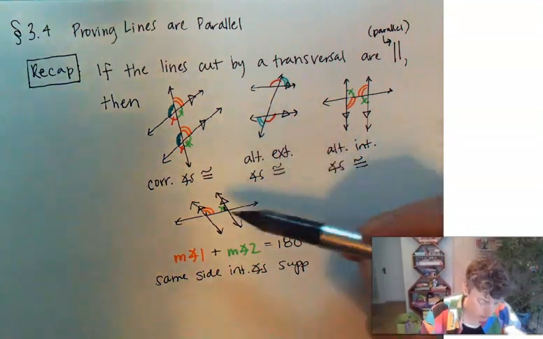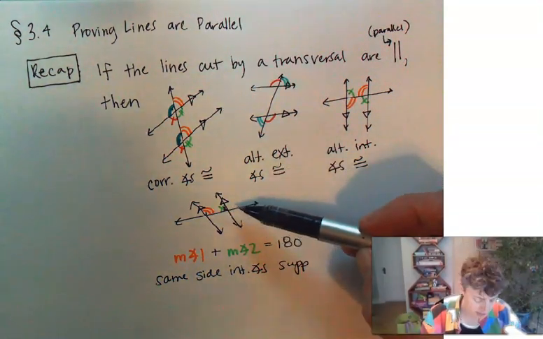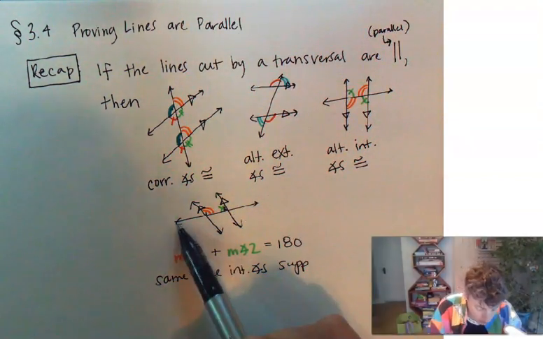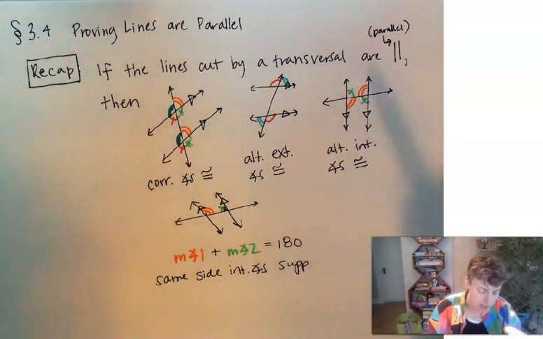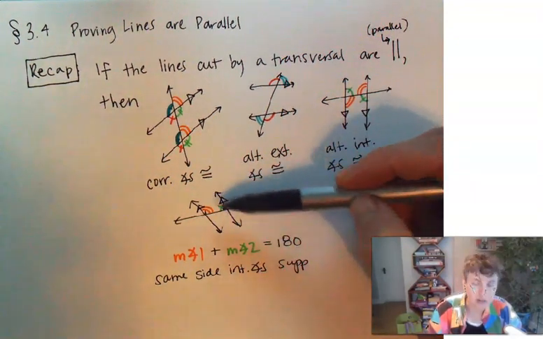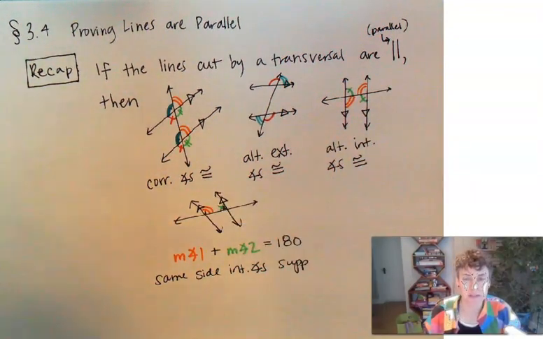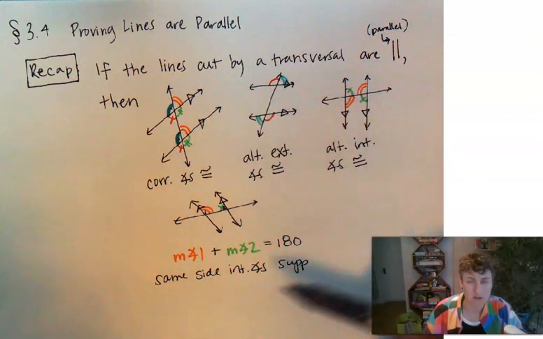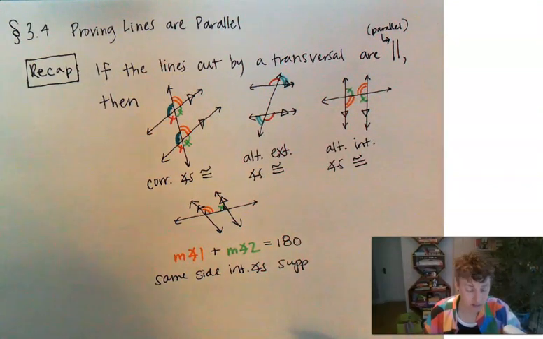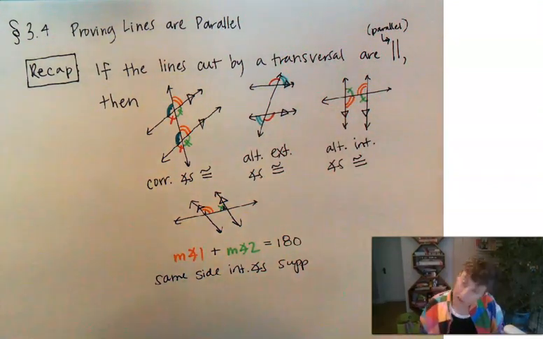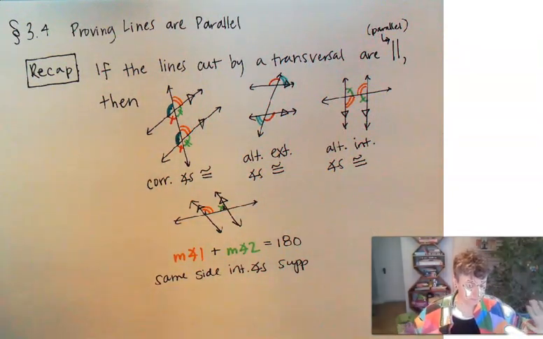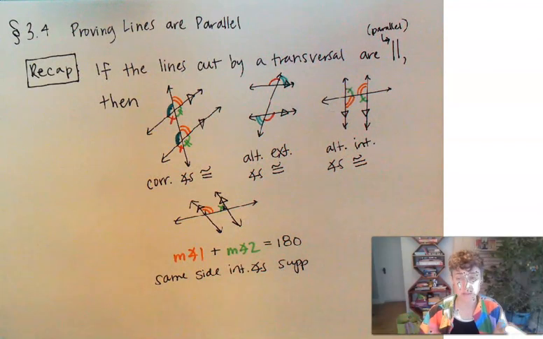I wrote these numbers way too tiny, but that's angle 1, that's angle 2. They're on the same side of the transversal, and they are interior to the parallel lines, hence the name same side interior, and those angles are supplementary. All right, in all these pictures, I tried to draw the parallel lines differently to get your brain to work around all these different orientations. Anyway, that's what we talked about last time.